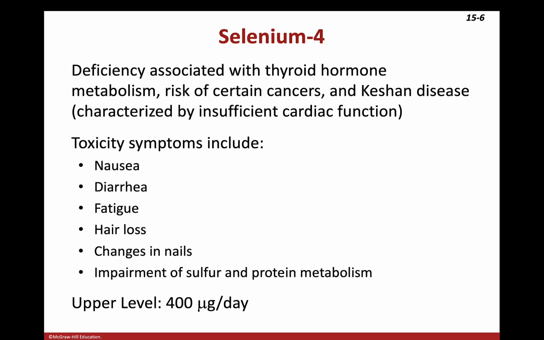Now, the deficiency of selenium is associated with thyroid hormone metabolism, risk of certain cancers, and Keshan disease, and that is characterized by insufficient cardiac function. Symptoms of toxicity include nausea, diarrhea, fatigue, hair loss, changes in nails, and impairment of sulfur and protein metabolism. The upper level for selenium is 400 micrograms per day.